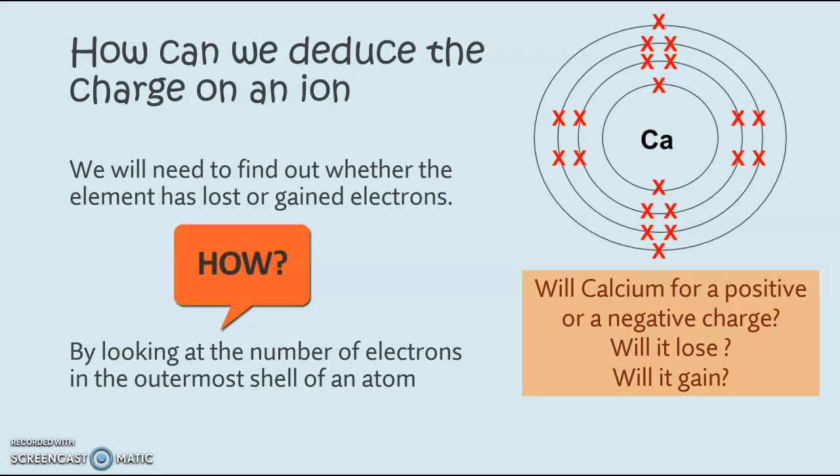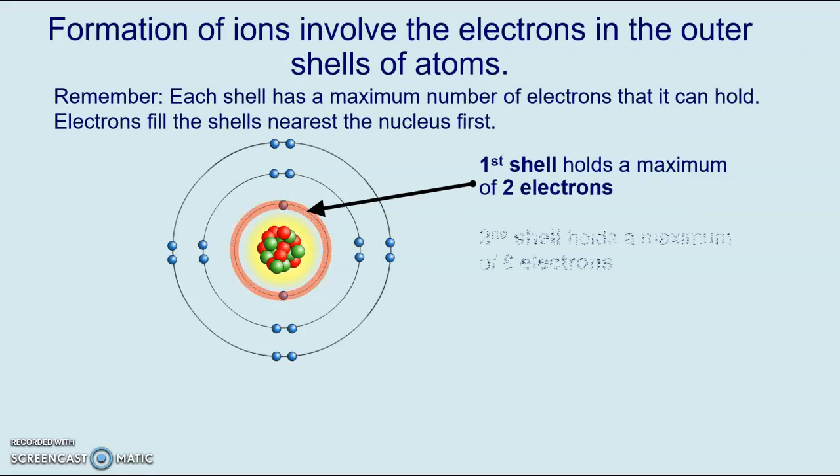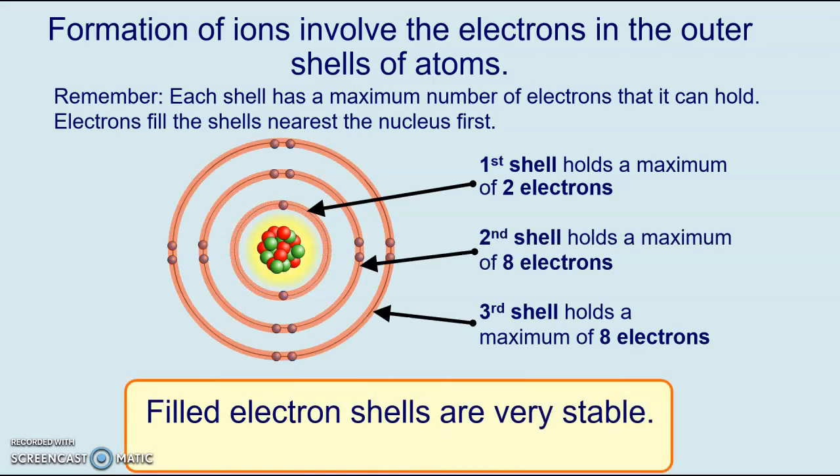So the first question that comes to your mind is, will calcium form a positive or a negative charge? Will calcium lose? Will calcium gain? So this can be done by looking at the number of electrons in the outermost shell of an atom, and there is a rule for this. Like we said, filled electron shells are very stable. So whenever the atom has filled electron shells, it would look like the electronic configuration of a noble gas, and for that reason the atom will be stable.